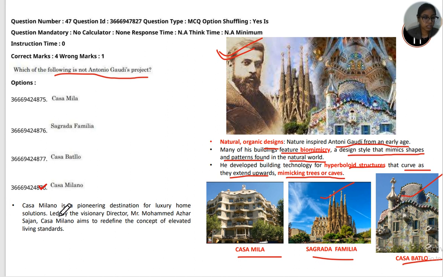So the Casa Milano is a pioneering destination for luxury home solutions. It is a luxury home led by the visionary director. Casa Milano aims to redefine the concept of elevated living standards. So the concept of this building was elevated living standards. Don't remember much, just the important points: natural organic designs, biomimicry was the design principle, and the names of these three buildings with the image.